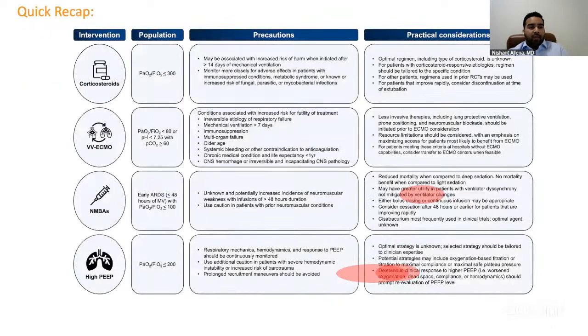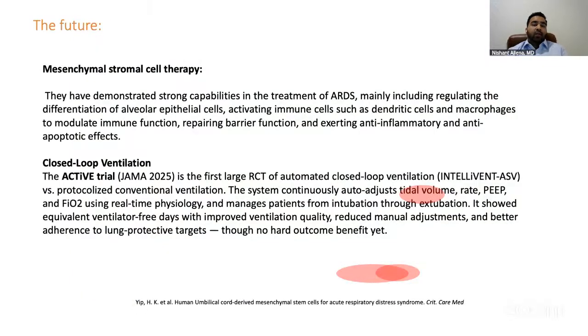So this is a quick recap of everything that we had. So steroids, yes, recommended. VV ECMO, if you find the right patient, yes. Neuromuscular blockade within the first 48 hours of mechanical ventilation with a PF ratio of less than 100, yes, do consider it, and please use cisatracurium. High PEEP strategies, yes, totally recommended, but please keep your driving pressures in mind. And this was the present.